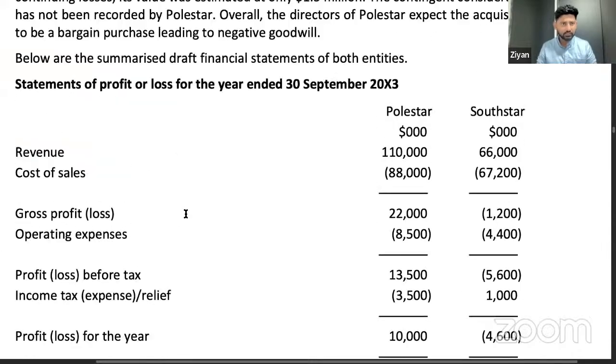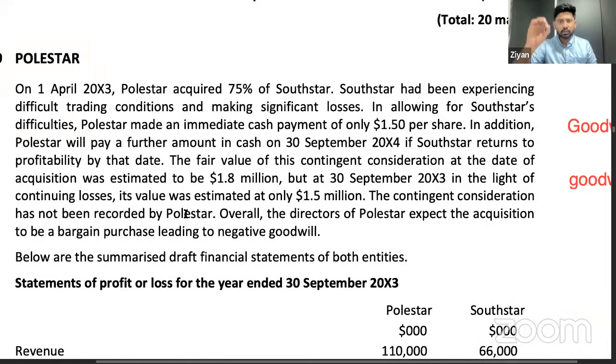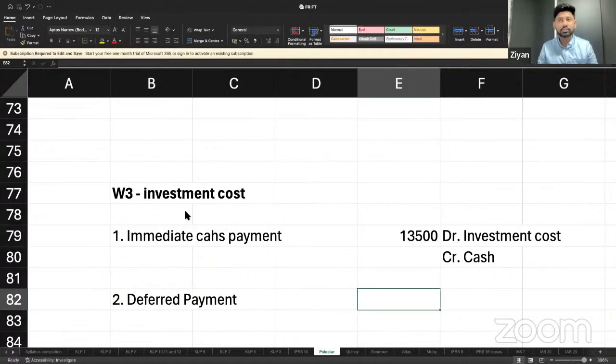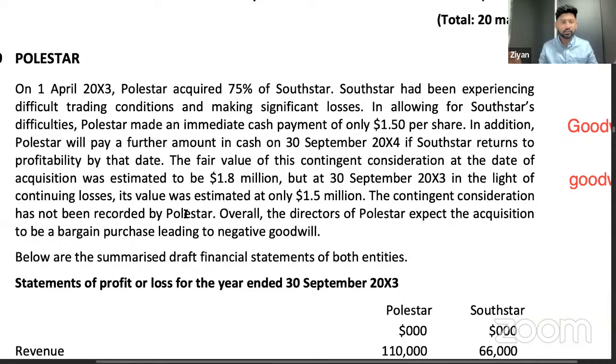Take it easy. Okay. In addition, Polestar will pay a further amount in cash on 30th September 2014. You're going to pay a further cash. So that's going to be what? Number 2, deferred payment. Studied or not studied? Studied. What do they say?